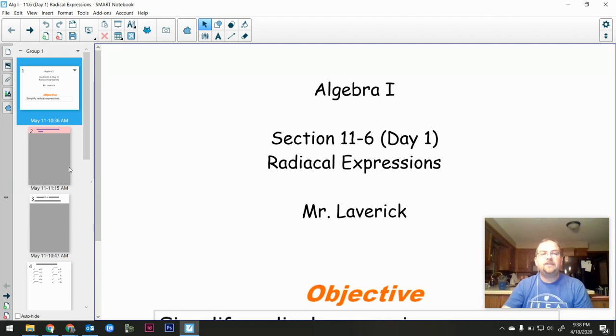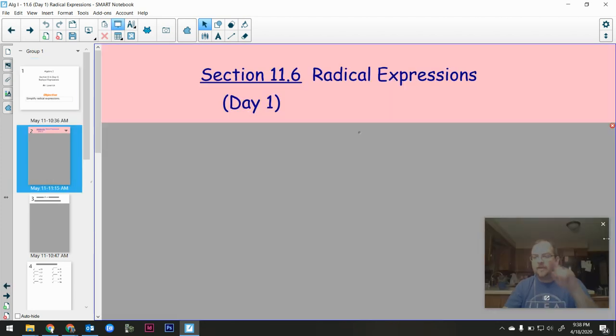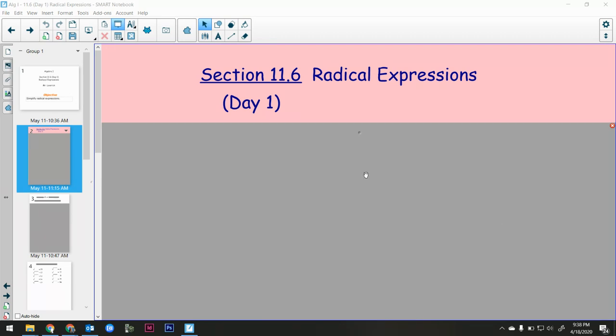Okay, so section 11.6, day 1. Section 11.6 is all about radical expressions. Now, we've worked with radicals before, especially when working with quadratics, because the inverse of an x squared is a square root. So we've worked a lot with them, but they were x squareds, which are quadratics. But now if we undo that, we take the square root of something.